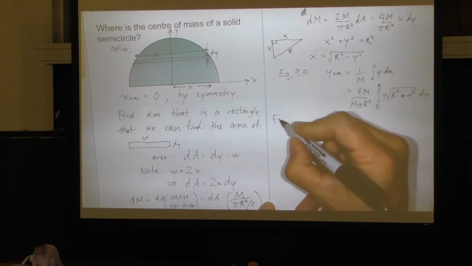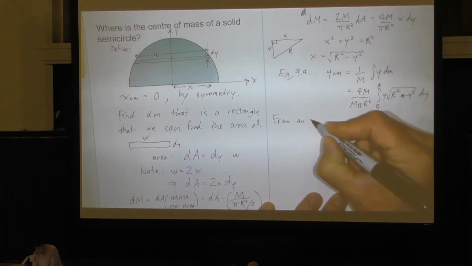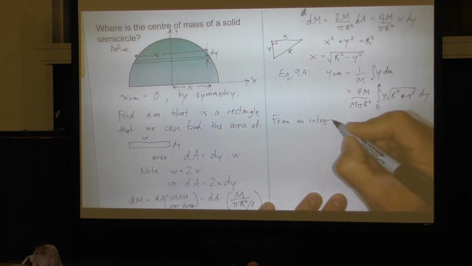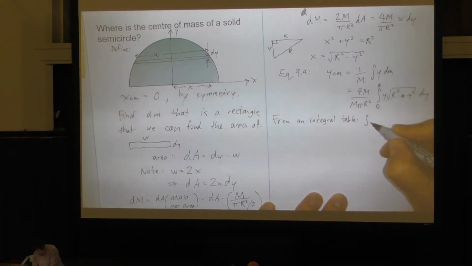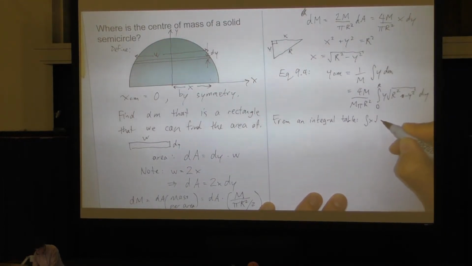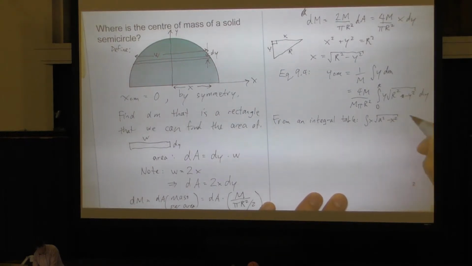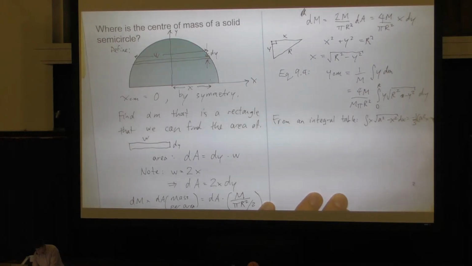So I'll just now put from an integral table, which is something that I would certainly give you on a test if you needed this. We know that the integral of x times the square root of a squared minus x squared dx is equal to negative 1/3 times a squared minus x squared, to the 3/2. Running out of paper here.